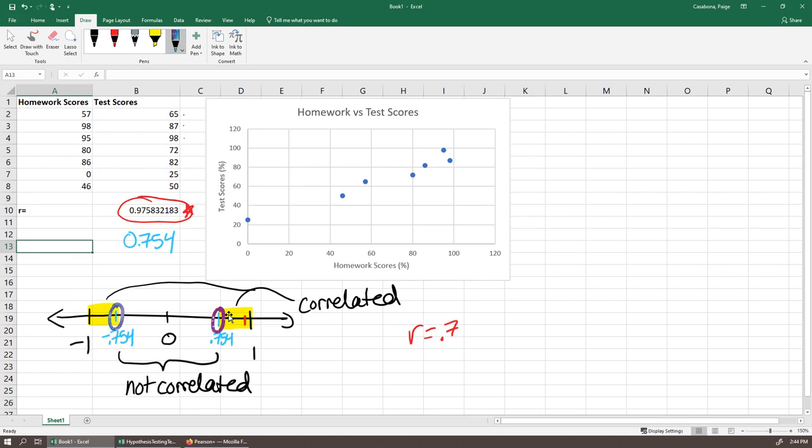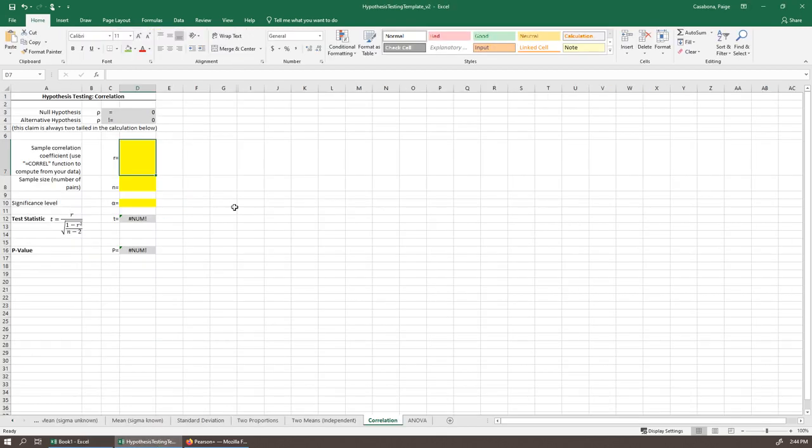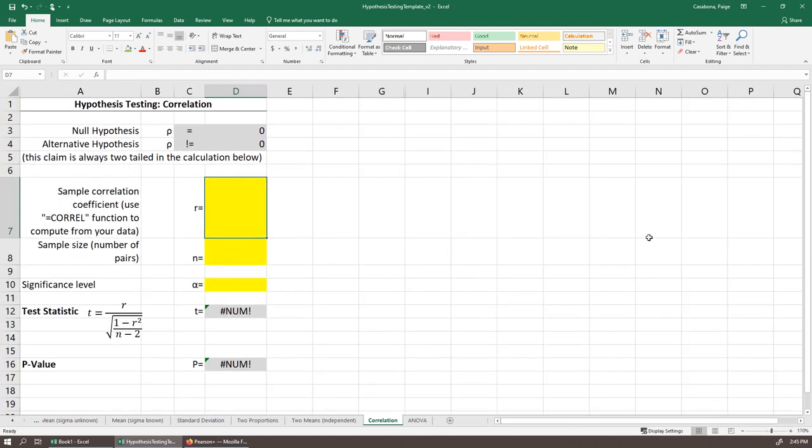The magic number here, where higher than that or closer towards one, that is significant correlation, and closer towards zero is not significant. The alternative way to do this is to do an actual hypothesis test. We've already looked at hypothesis testing, and the hypothesis testing template has a tab on it called correlation. So you'll see this is the correlation tab here. The null and alternative hypotheses are always the same for determining whether something has correlation or not, unless you were trying to look specifically at only positive or only negative correlation, which we're not in our class.